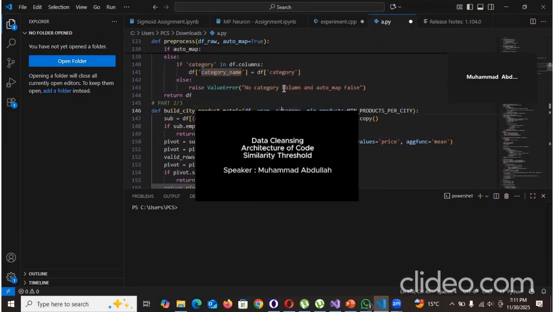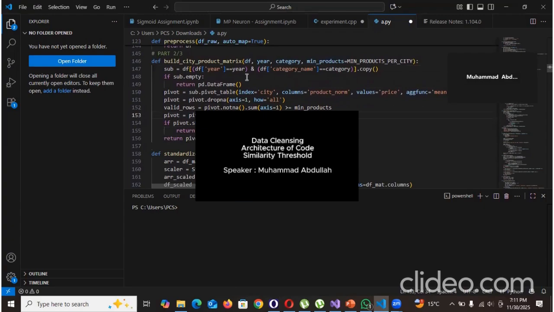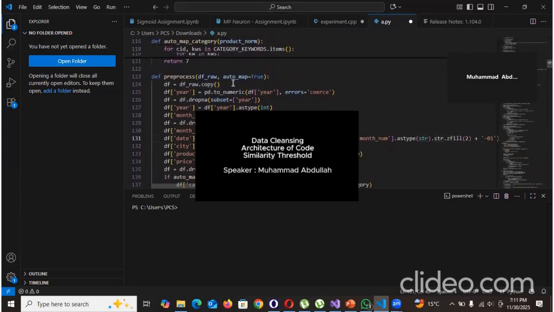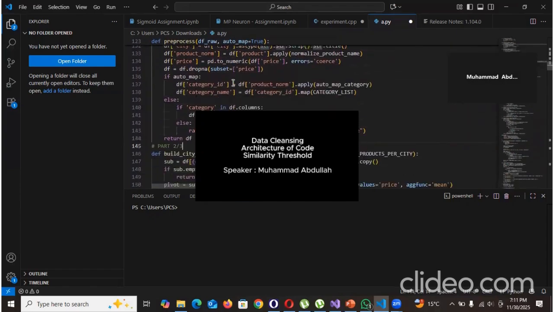This function converts the CPI data into structured vectors for each city. Rows become cities and columns become products, and the values are average prices. This is used to pre-process the data. The pre-processing function normalizes product names, standardizes prices, and automatically maps each product into one of the seven CPI categories.